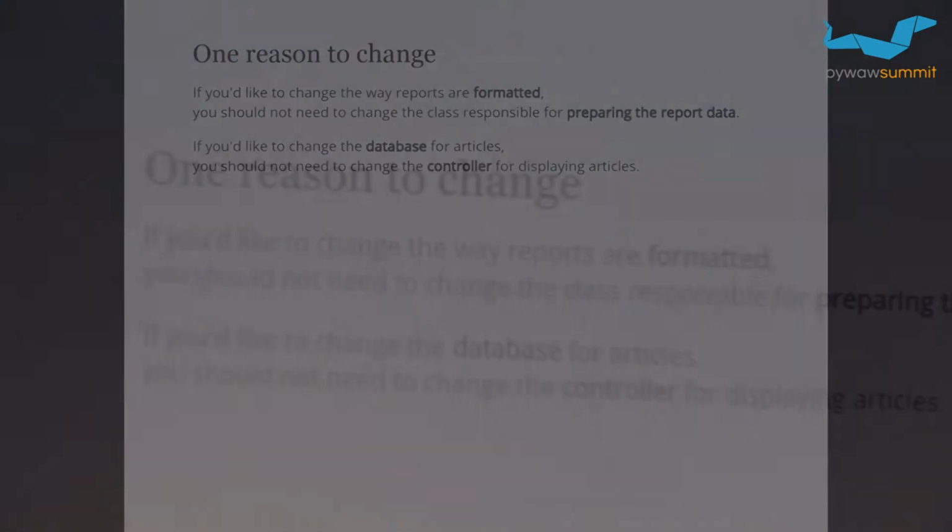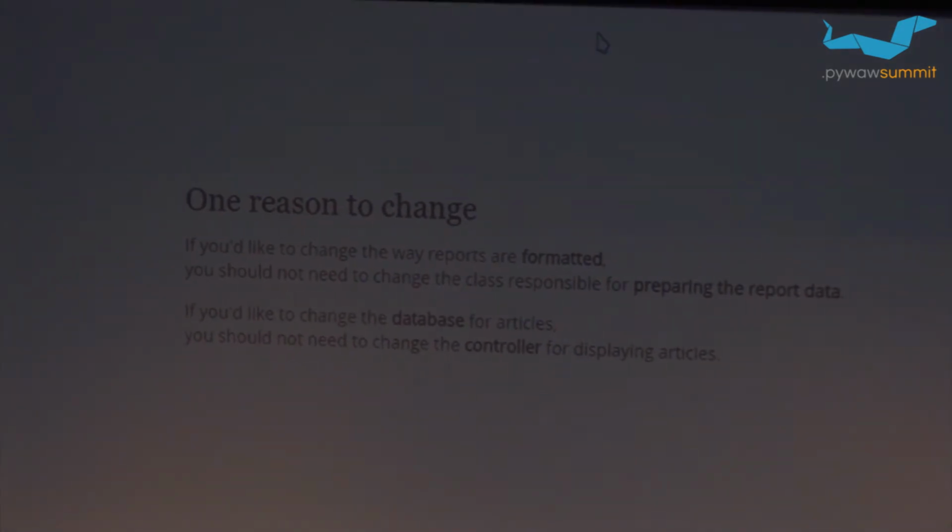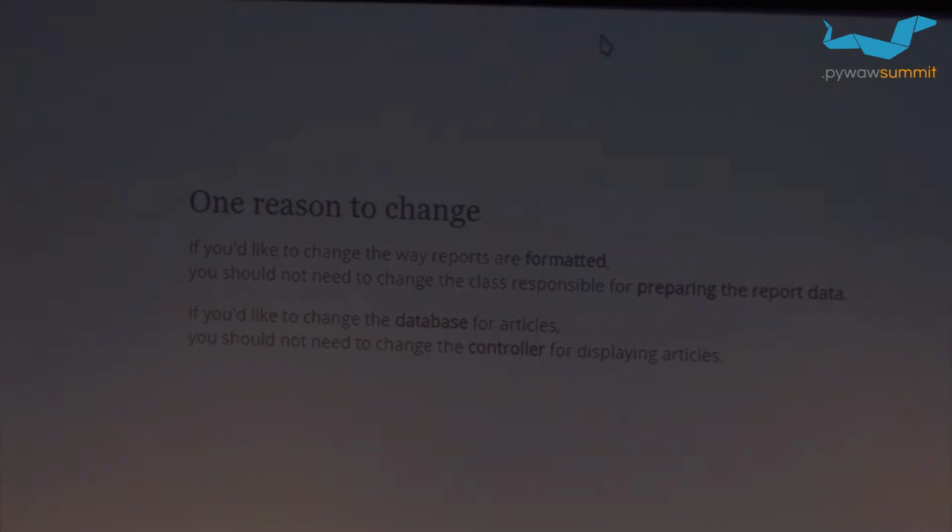Uncle Bob describes a responsibility as a reason to change. So one class should have not more than one reason to change. If you'd like to change the way reports are formatted, you should not change the class responsible for preparing the data, nor the class for sending emails.